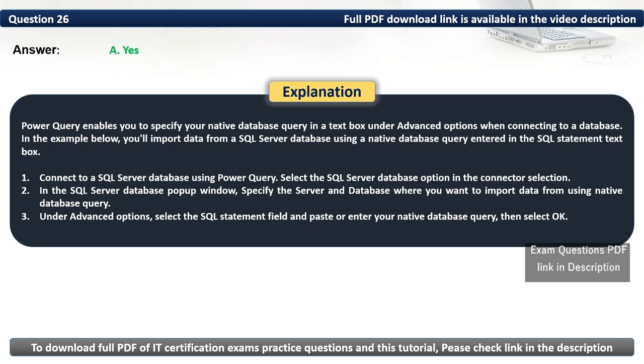First, connect to a SQL Server database using Power Query. Select the SQL Server database option in the connector selection. Then, in the SQL Server database pop-up window, specify the server and database where you want to import data from using native database query. Then, under Advanced Options, select the SQL statement field and paste or enter your native database query. Then select OK.